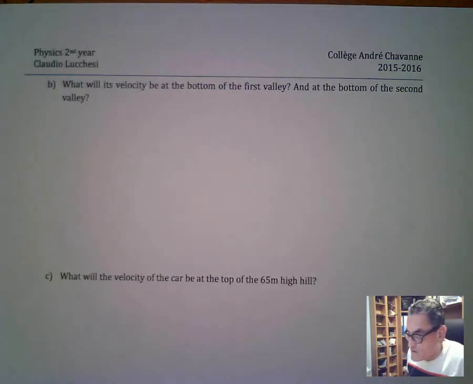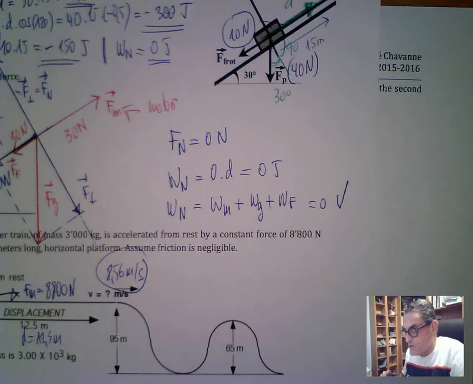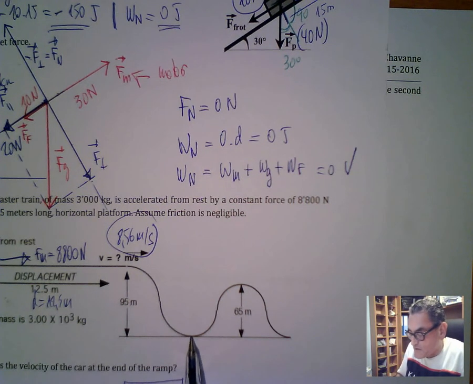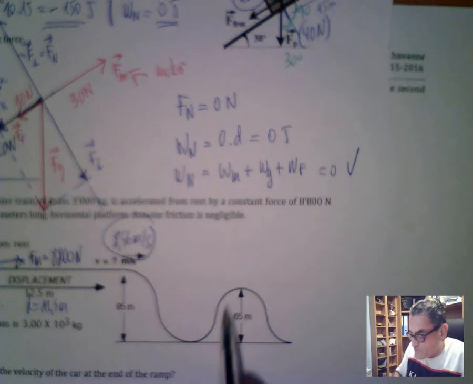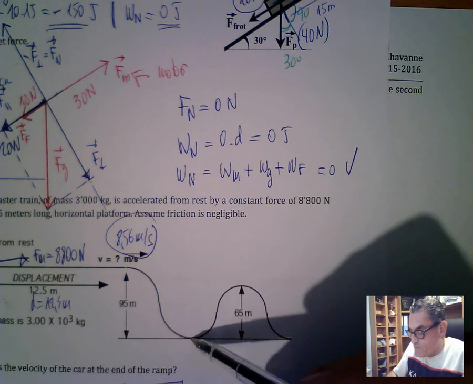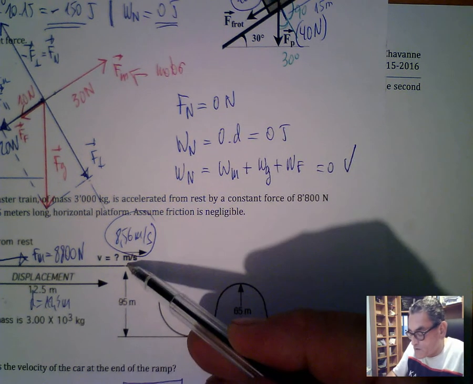What will its velocity be at the bottom of the first valley? By bottom of the first valley, I mean in this place here. This is the bottom of the first valley. It's 95 meters lower than this place.